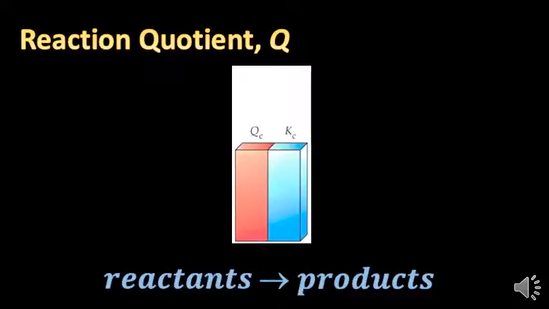So here's a way to look at it. When Q and K are the same, you're at equilibrium. Ain't no shifting going on.